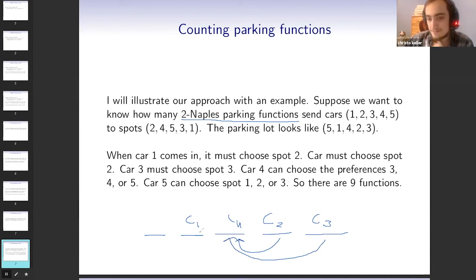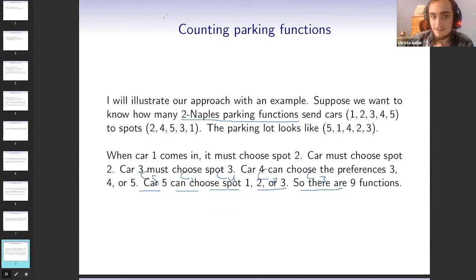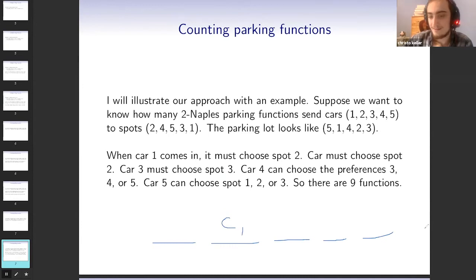And so you can use this method to determine the number of possible parking preferences for each car, sort of recursively. So the first car had to have picked the second spot because it gets to park wherever it wants and it has to end up with the first spot, and so on.